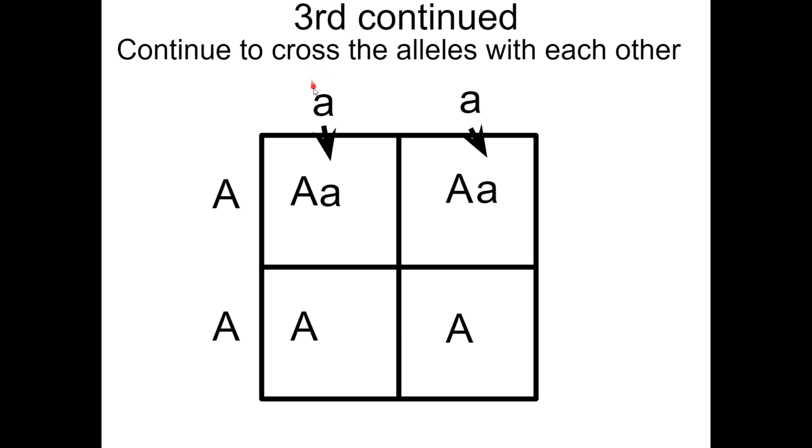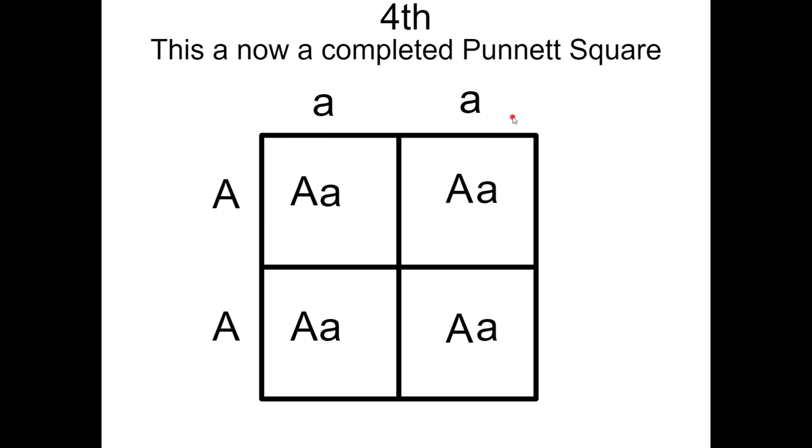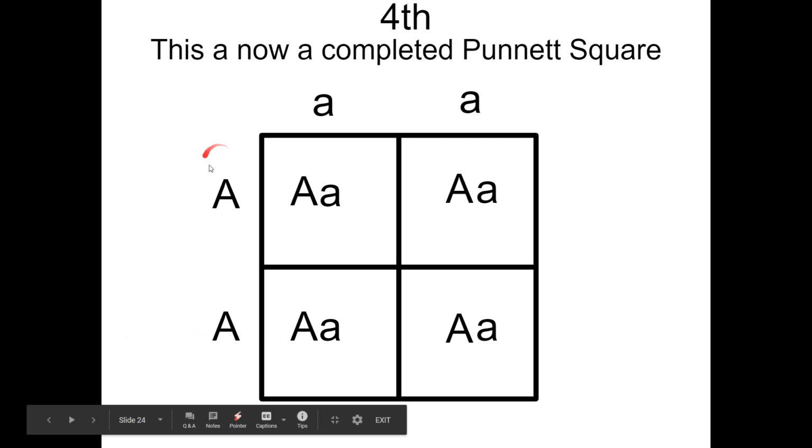Then we cross with dad. Dad gives one, dad gives another. Dad also gives them to these other children. This is now a complete Punnett square. These are the possibilities for these kids from these particular parents. So remember, this is where the parents are. This is the dad, this is the mom, and these are the kids.